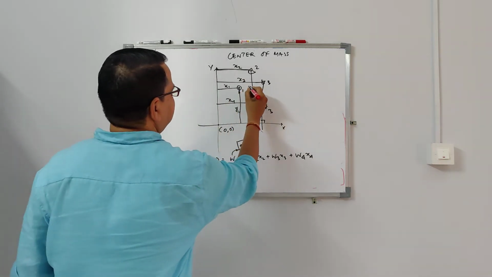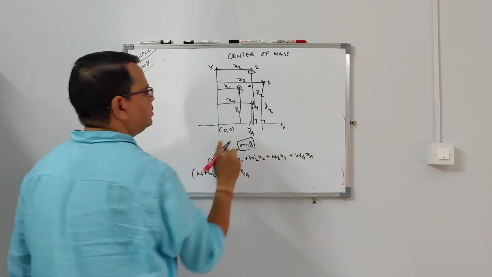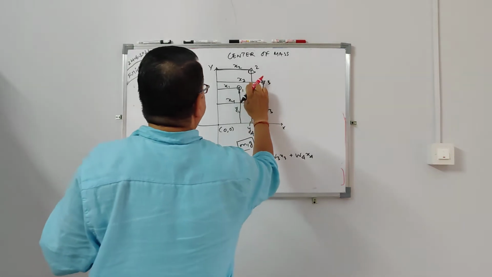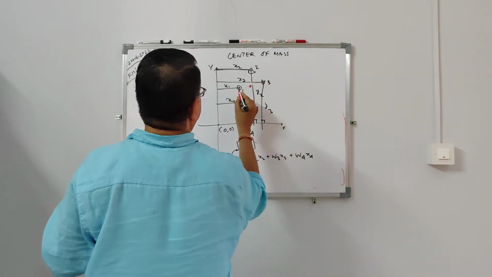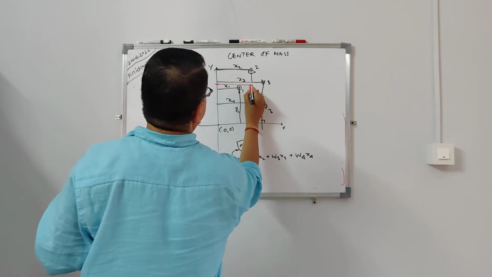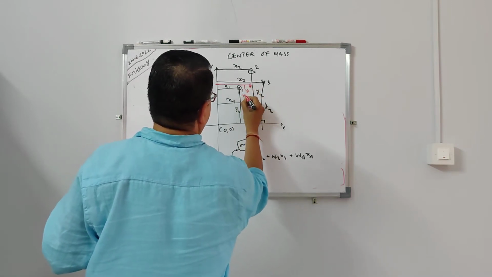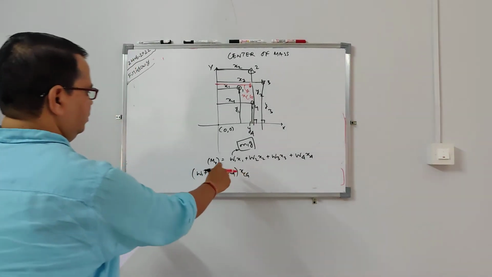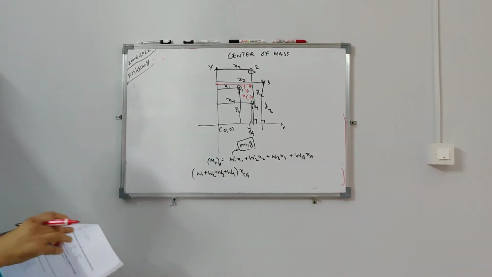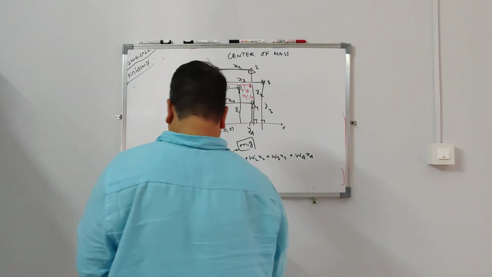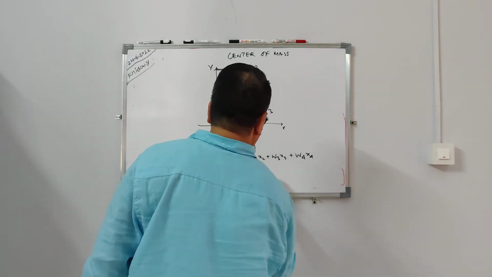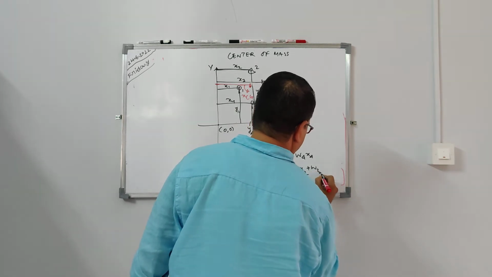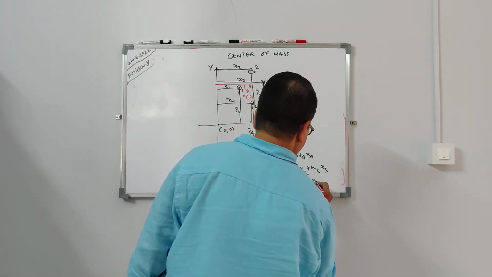This Cg will be somewhere in the center, and that Cg distance is nothing but your xCg. So I will write it as W1 plus W2 plus W3 plus W4 into xCg is equal to W1 x1 plus W2 x2 plus W3 x3 plus W4 x4.